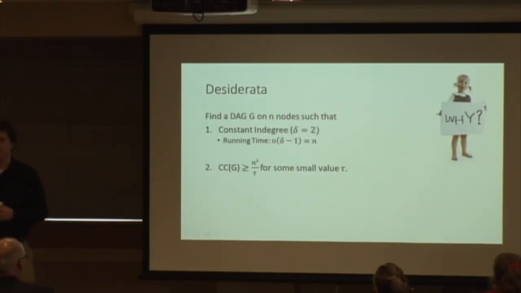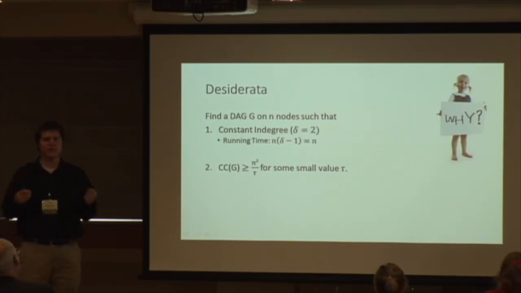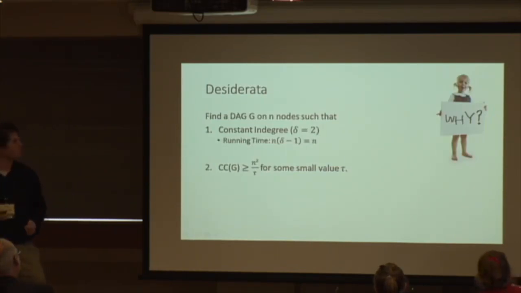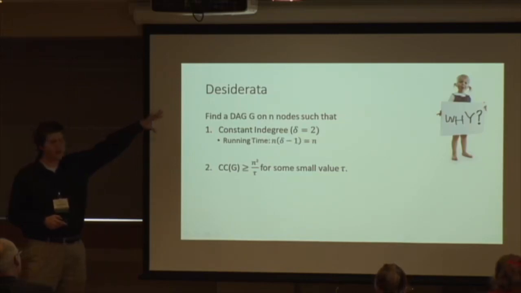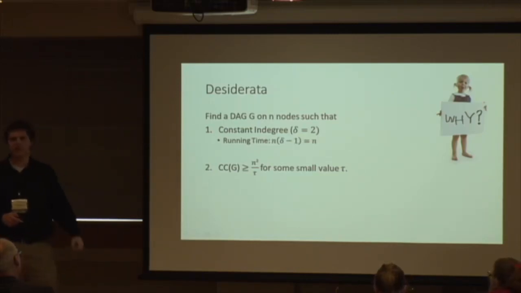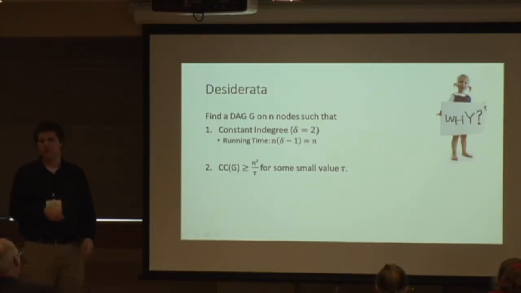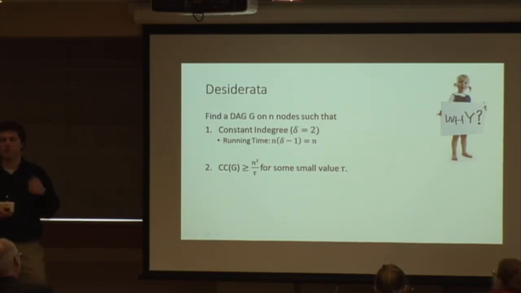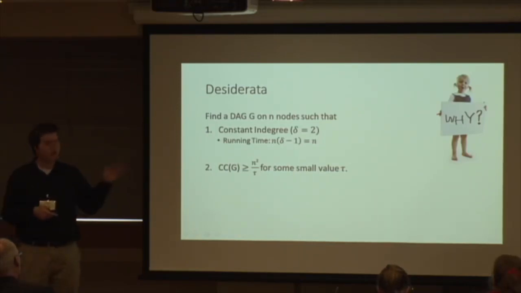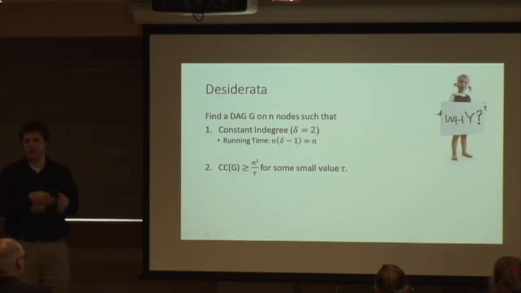All right, so the goal of designing a secure memory hard function essentially boils down to finding a graph G with 2 desirable properties: it has constant in-degree, and for any pebbling of G, the cost of this pebbling scales as n squared divided by tau for some small constant tau. Now, why do we want these properties? Well, the running time is n times delta minus 1.